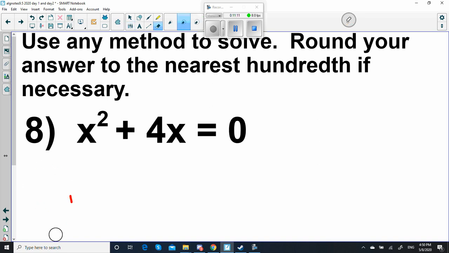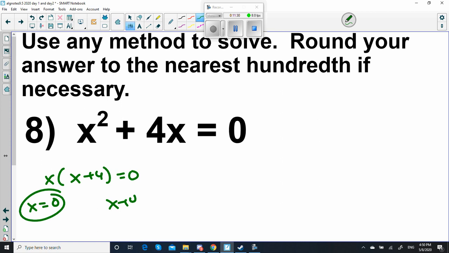So as I look at those two terms right there, they have a GCF. Hopefully you see it, of x. So I'm going to divide the x out. That leaves me with x plus 4 inside the parentheses. So now I can set anything with an x equal to 0. So x equals 0, that's my first solution, and x plus 4 equals 0. Well, I can solve that, and I get negative 4. So I have two solutions, 0 and negative 4. That was a ton easier than going through quadratic formula.